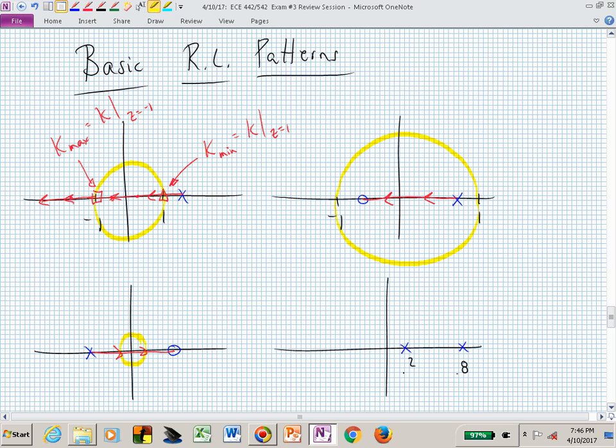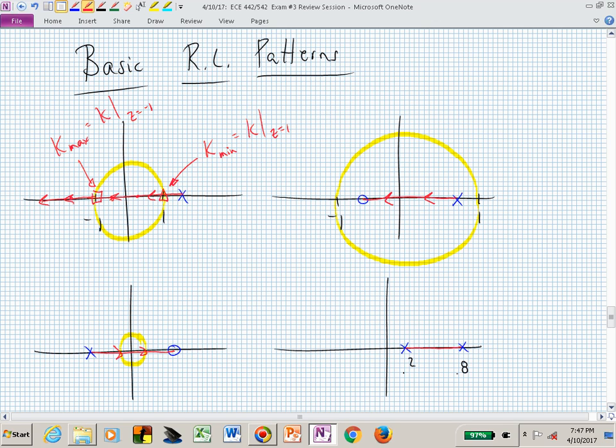What about the next pole zero pattern? How many real axis segments exist here? 3. Are any of the real axis segments belonging to the root locus? How many branches of the root locus are on the real axis? 2. How many closed loop poles do I have? 2.